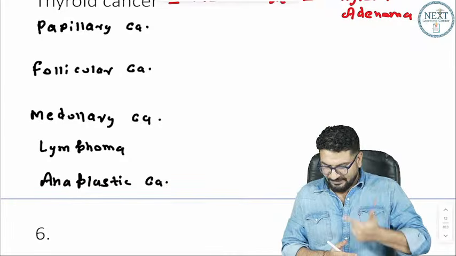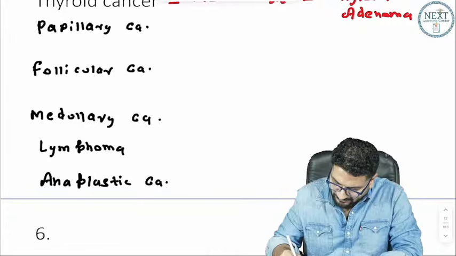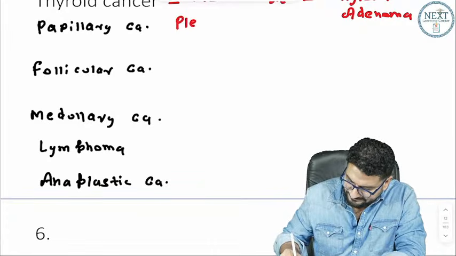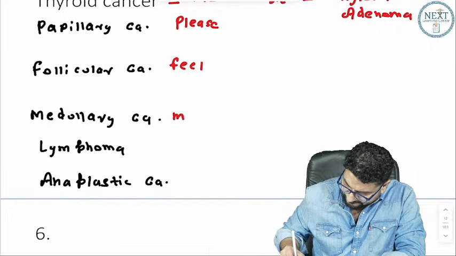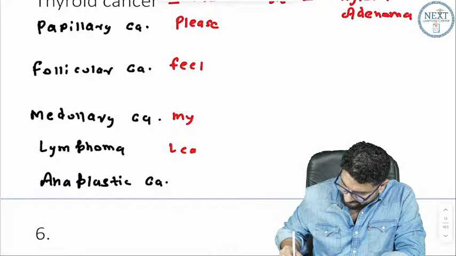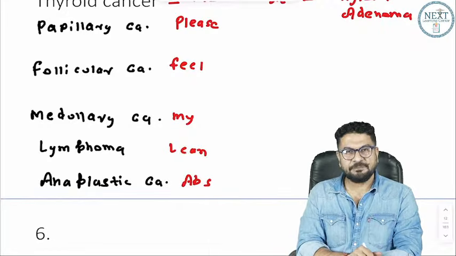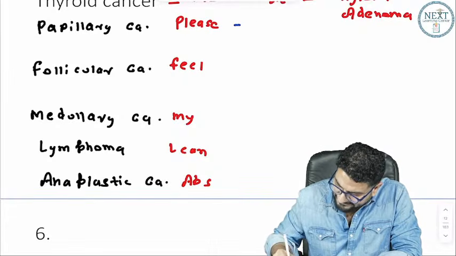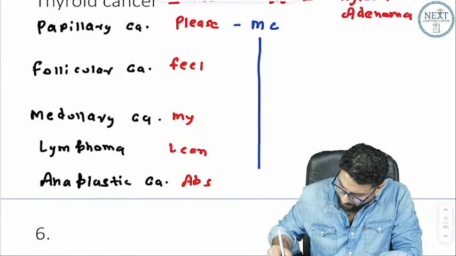Papillary, follicular, medullary, lymphoma, anaplastic. So these are 5 thyroid cancers. So now understand this thing. How can we remember? We can remember a mnemonic. That mnemonic is: Please feel my lean abs. Right? So understand this thing. Please means it is papillary. So this is a sequence from most common to least common.